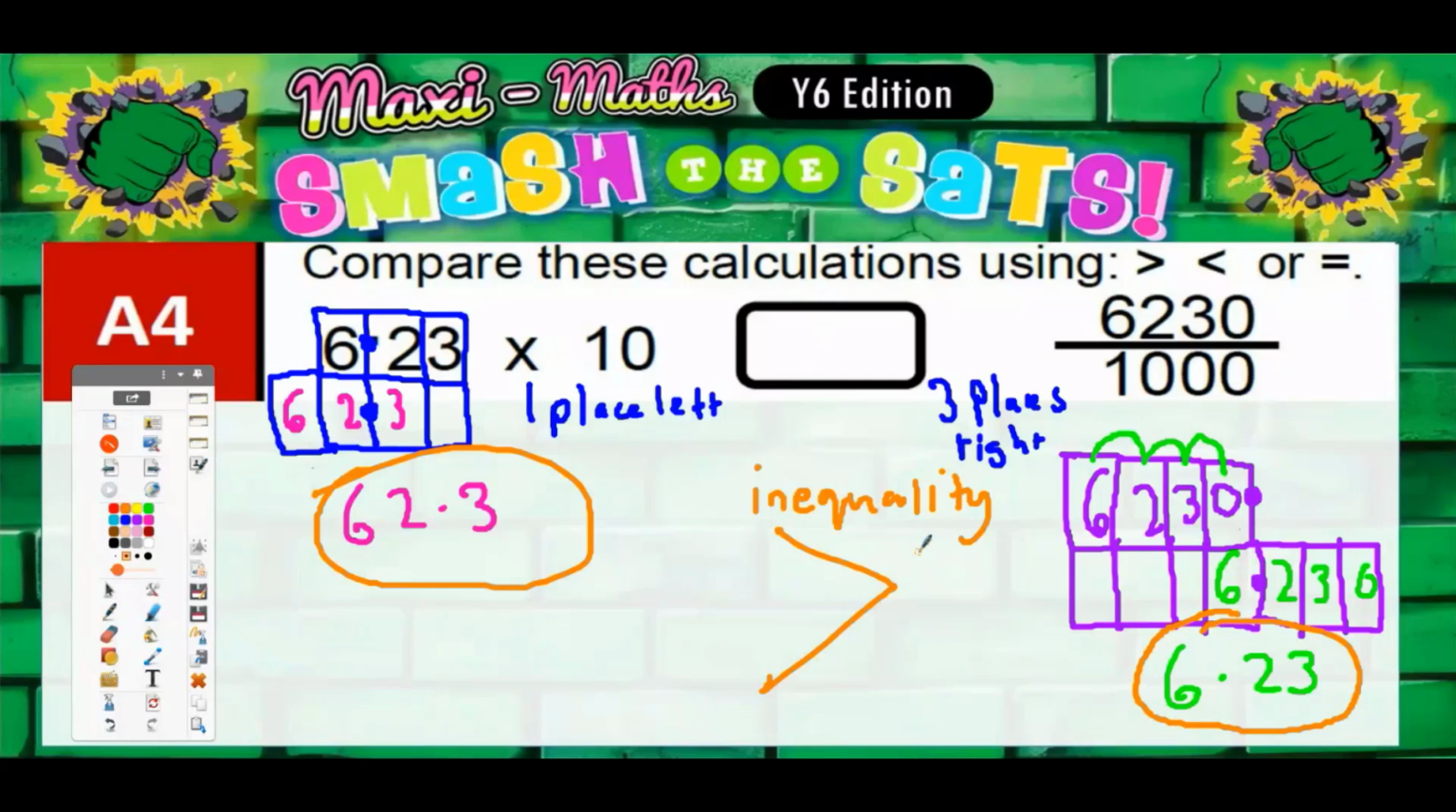That just means not equal. Equal means equals. Unequal means not equal. And that's a not equal sign because these two things are not equal. So the inequality sign, crocodile's mouth, faces towards the left because the left-hand side has a bigger answer.